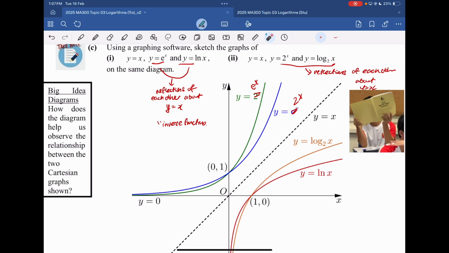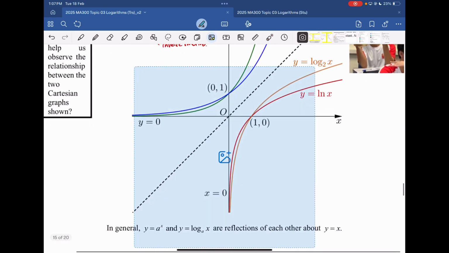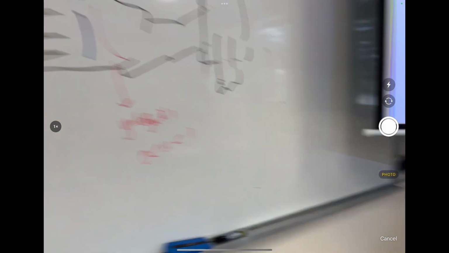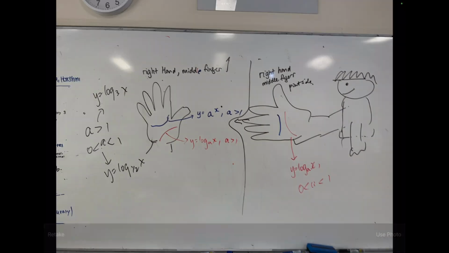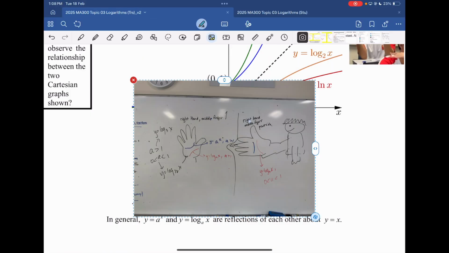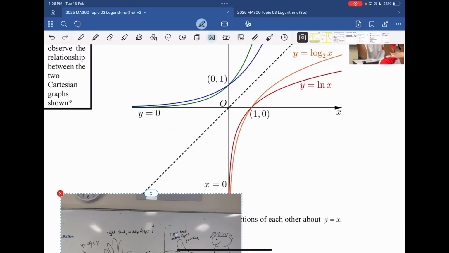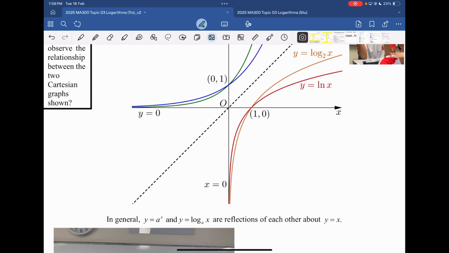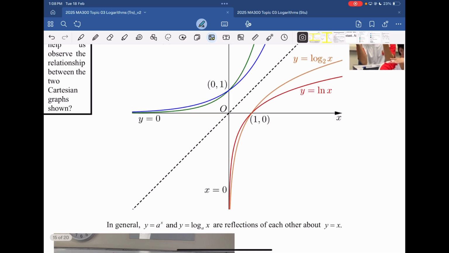It's because, you see, can I erase this? Maybe I just take a photo here. Take a photo. What here is this? If you notice, maybe I can just write here.